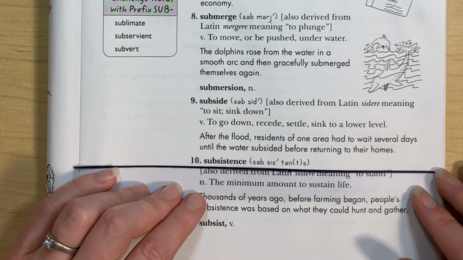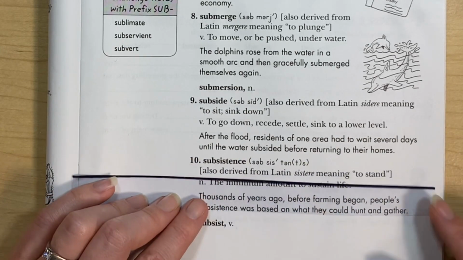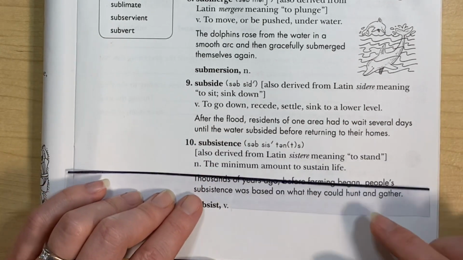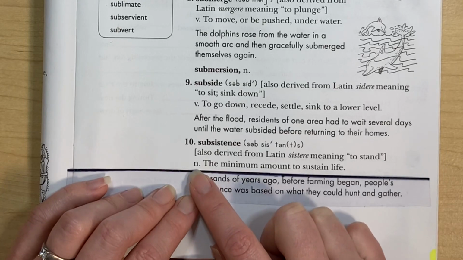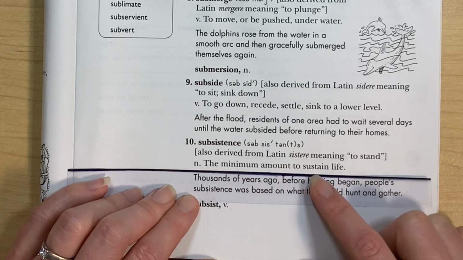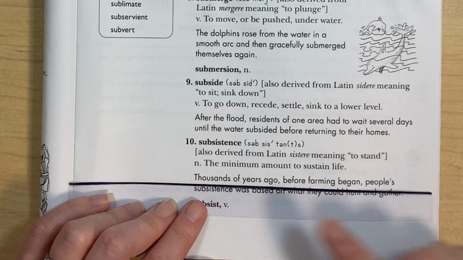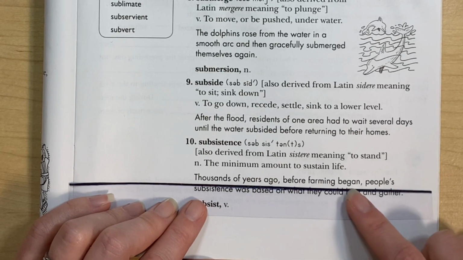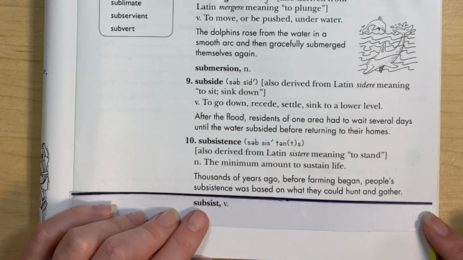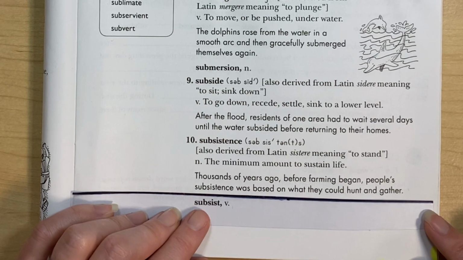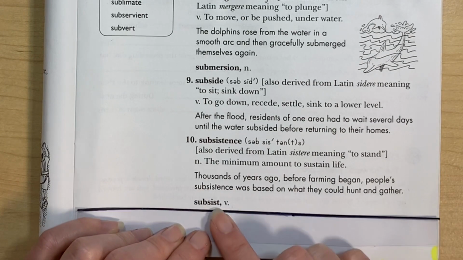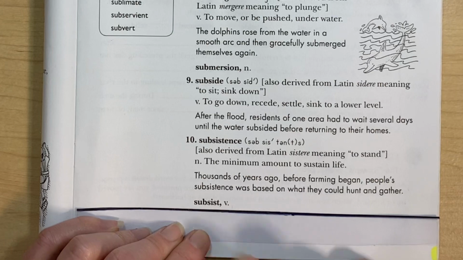homes. And number 10, subsistence, also meaning to stand. As a noun or a thing, the minimum amount to sustain life. Thousands of years ago, before farming began, the people's subsistence was based on what they could hunt and gather. As a verb, we could look at this word as subsist.